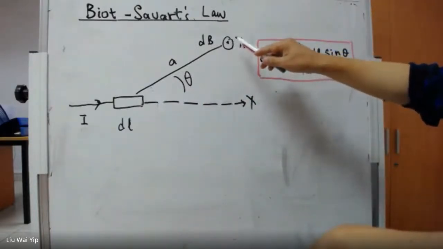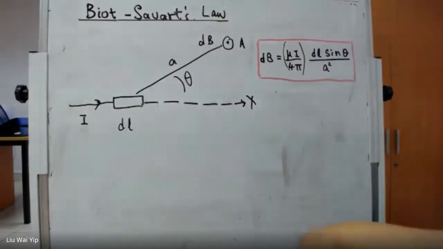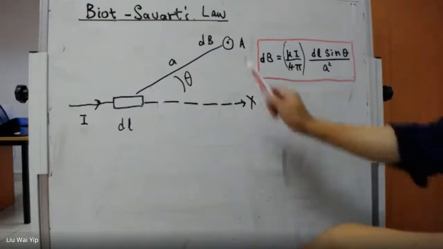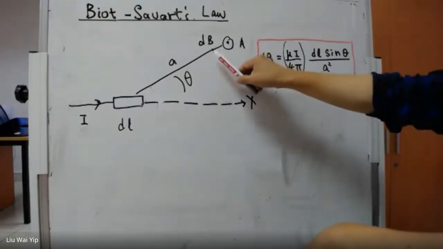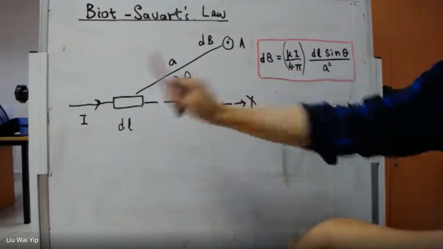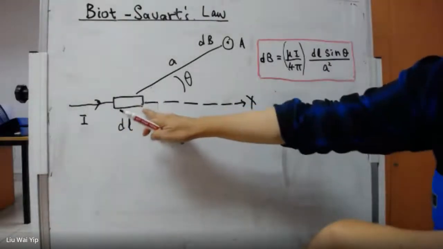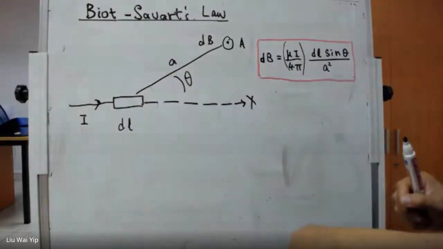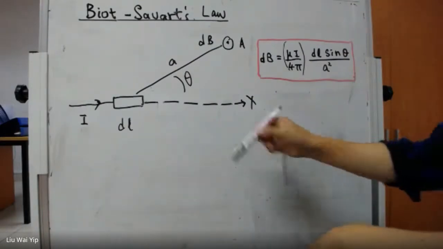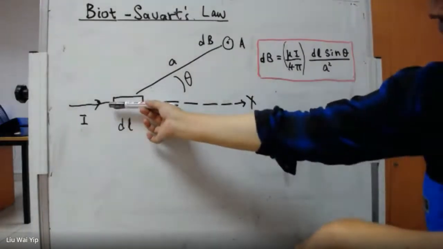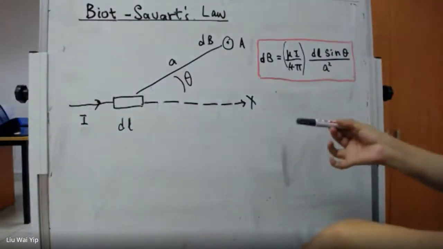And this observation point doesn't have to be right above the metal center. It can be at a distance a away from this metal center. And in this case, the conductive segment is in the direction of x.